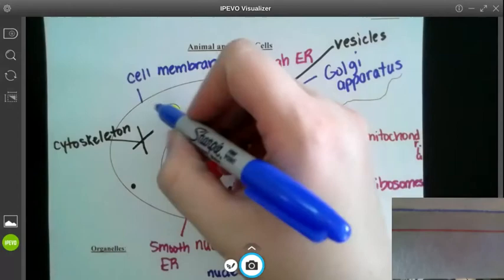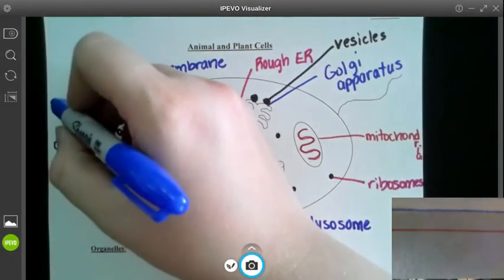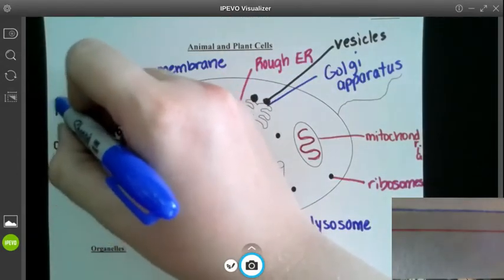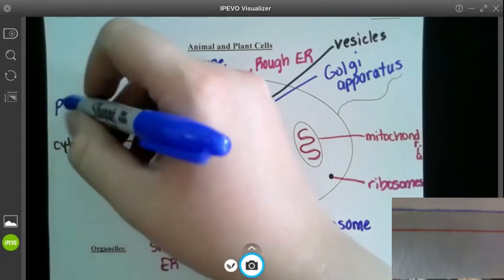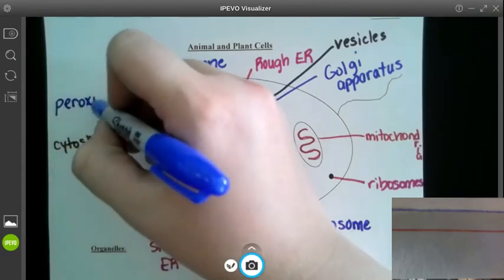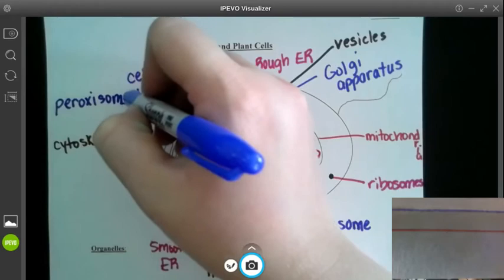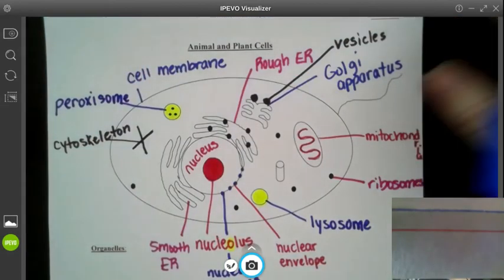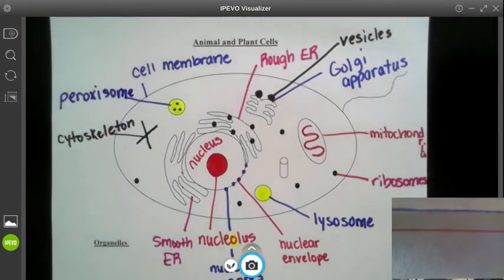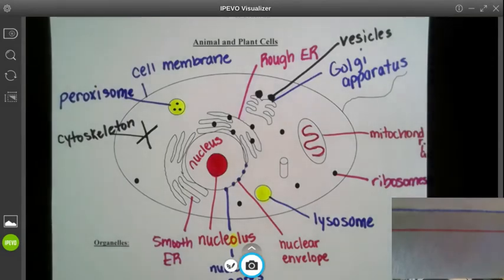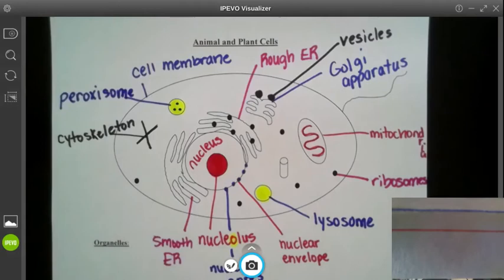Over here, the one that has dots is called a peroxisome. A peroxisome breaks down hydrogen peroxide, which is toxic in large levels. So your body wants to break down any kind of hydrogen peroxide, and the cell has a peroxisome in order to do that.